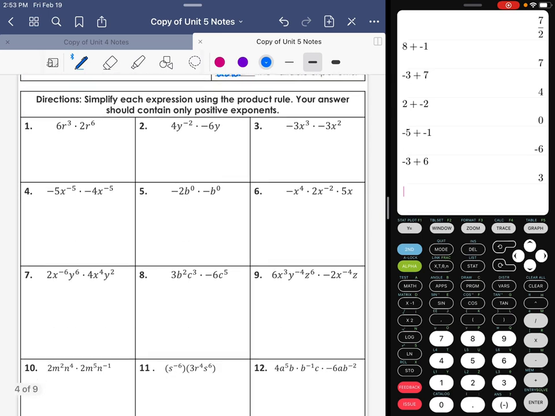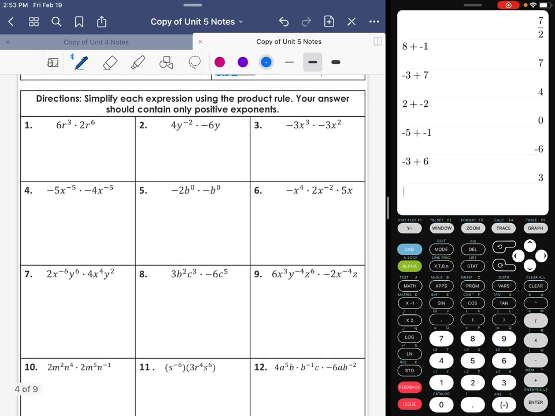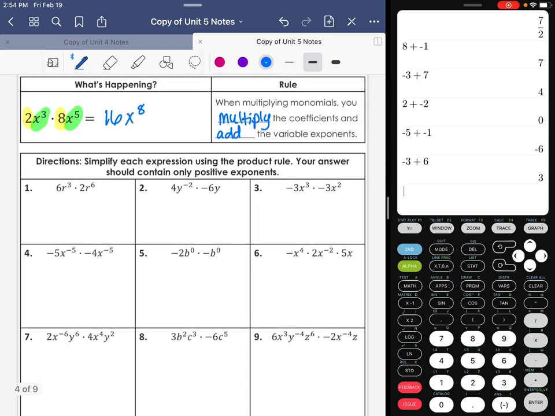This next section just has some mixed problems with coefficients and variables with different exponents. So I'm going to do a few of them, and then you guys do the rest, and we'll talk about them in class. So let's start with number 1. Number 1 is a lot like the one we just did. You're going to multiply 6 times 2 and get 12, and then add 3 and 6 to get the exponent of 9.